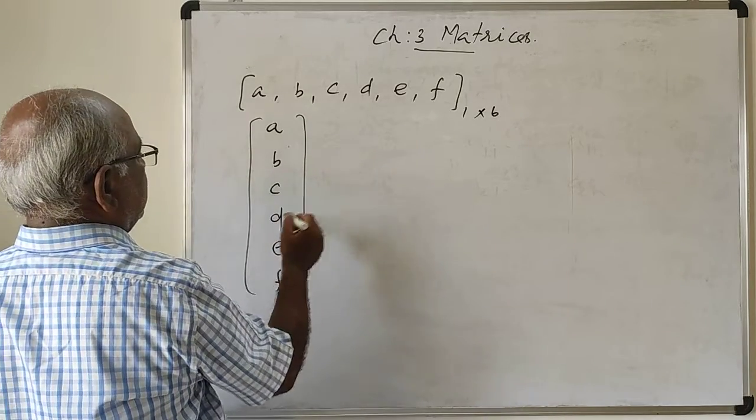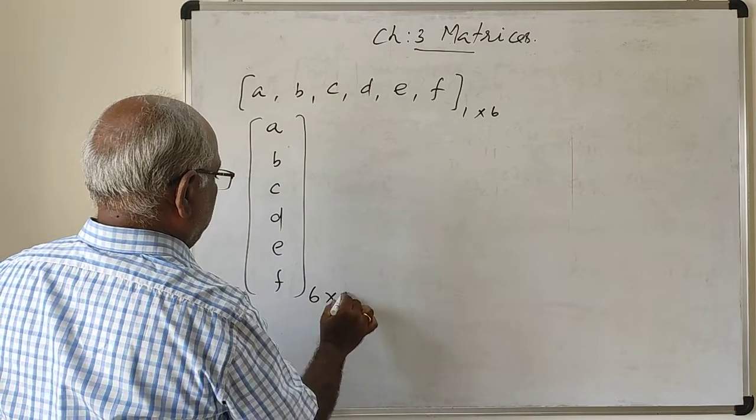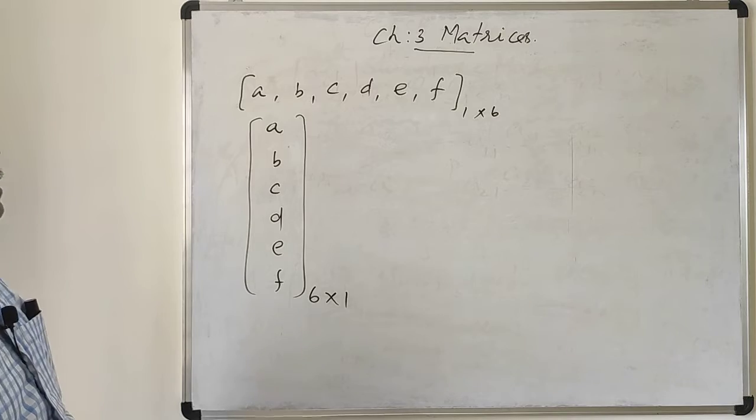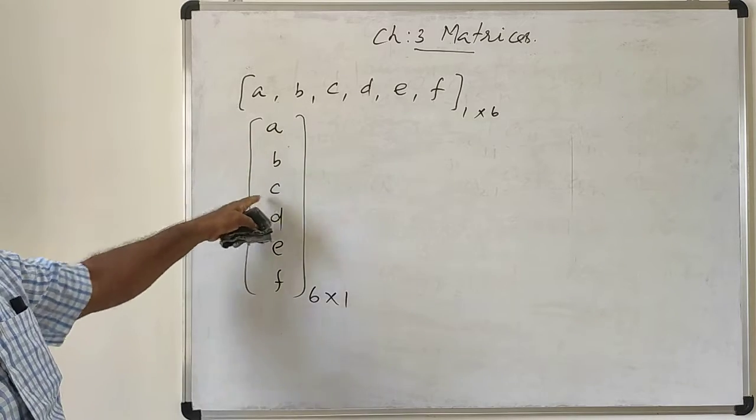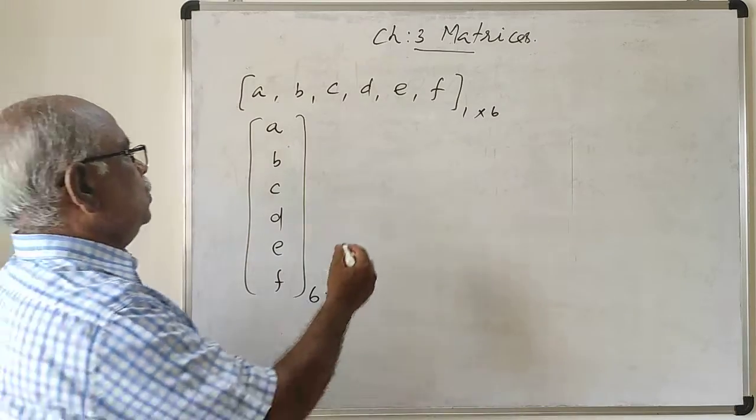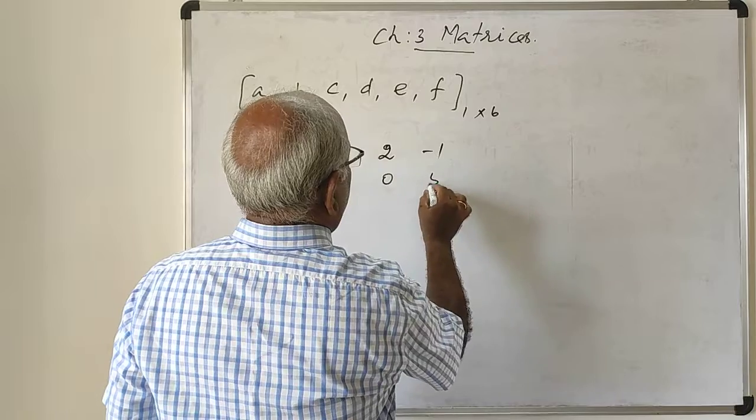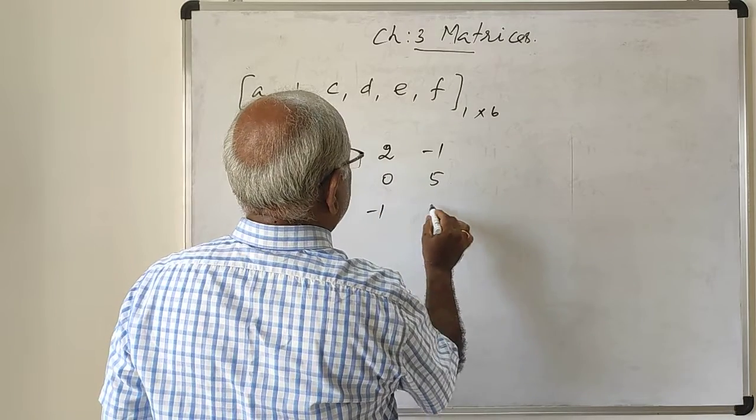You see this matrix? It consists of 6 rows and 1 column: A, B, C, D, E, F. 6 rows and 1 column. And also we can write the elements 2, minus 1, 0, 5, minus 1, 6.